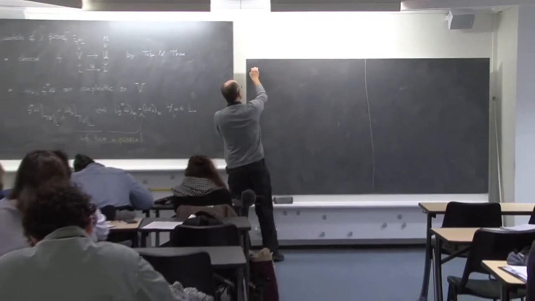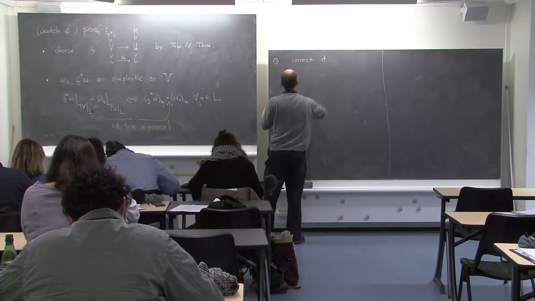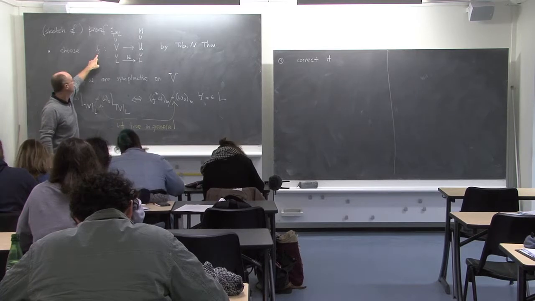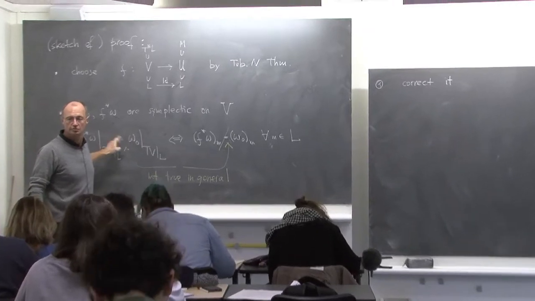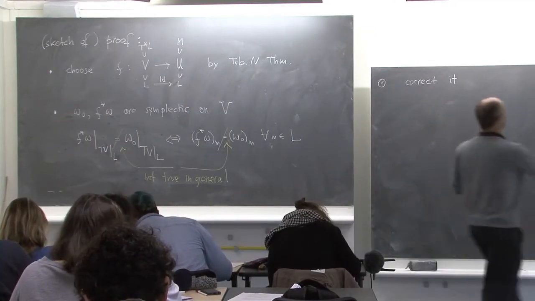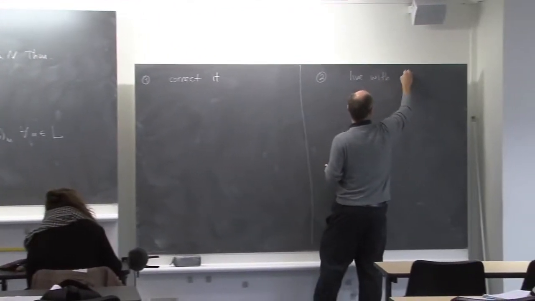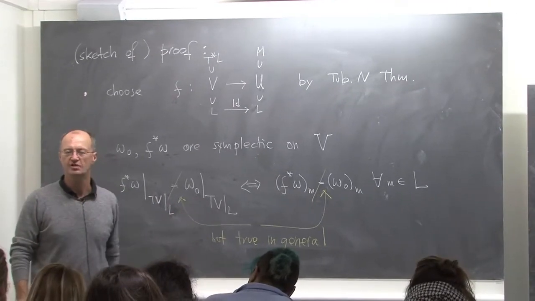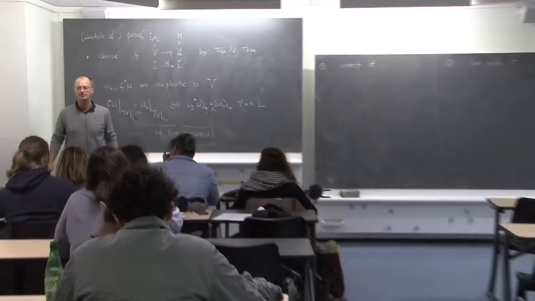And one way to deal with it will be to correct it. Correct it would mean to actually be more careful about choosing F, such that the equality would hold true. And the second way is, maybe they're not the same, but do Moser anyways. All right, so let's make a break, and then let's look at these two scenarios just after the break.